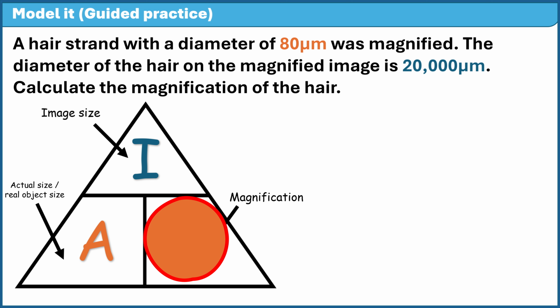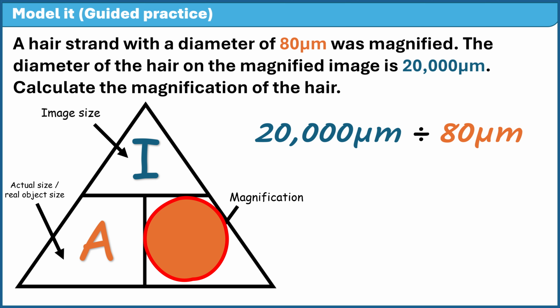Step 2 is to place the provided values into the formula. The image size is 20,000 micrometres and the actual size is 80 micrometres. To apply the formula, we do 20,000 micrometres divided by 80 micrometres. We do not need to do any unit conversions as both the image size and the actual size are in the same units. The answer for magnification is 250 times.